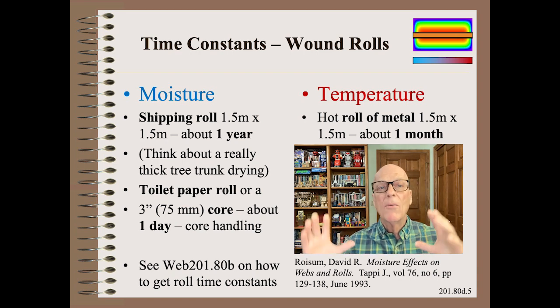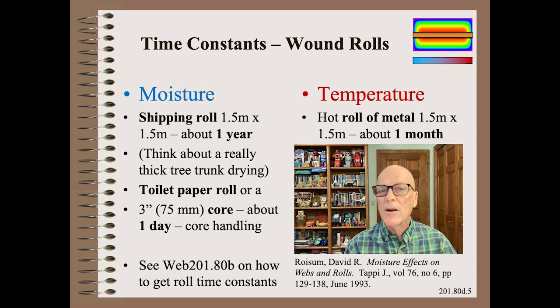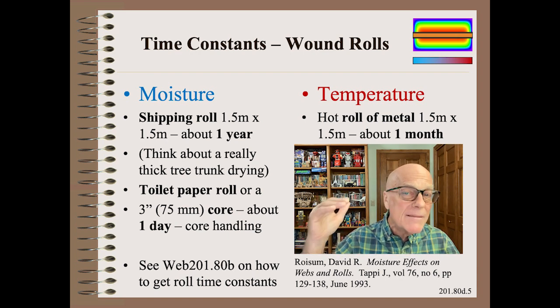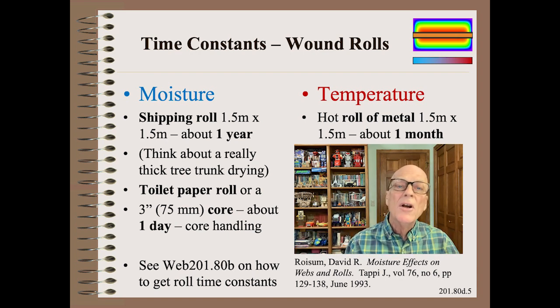Again, about 1.5 meters in diameter by about 1.5 meters wide. It takes about a month, considerably faster than the same size of paper with regard to moisture. In summary, as we've seen in these examples, heat migrates roughly 10 times faster than moisture for similar geometries, i.e. similar web thicknesses and similar wound roll sizes.